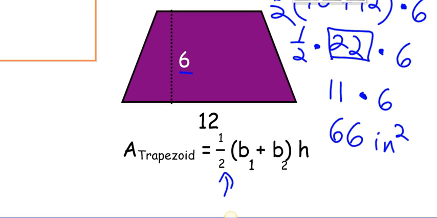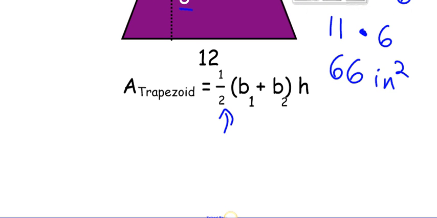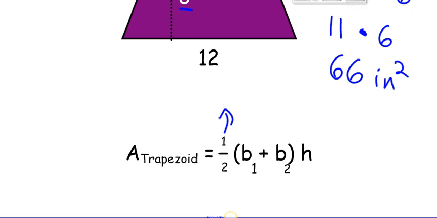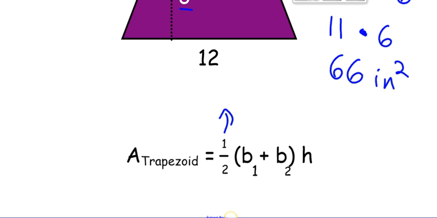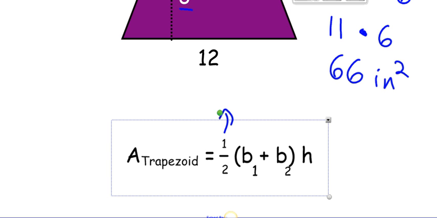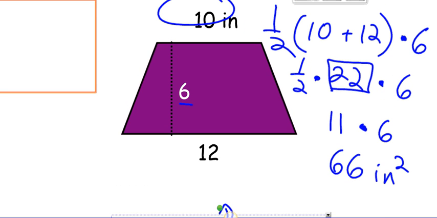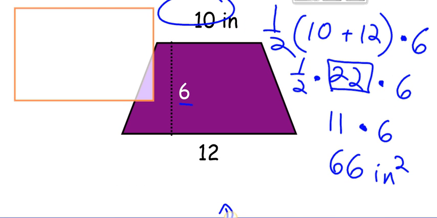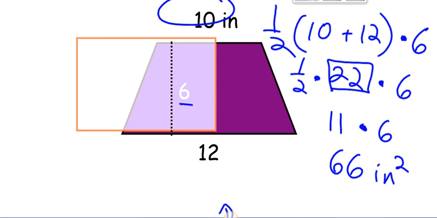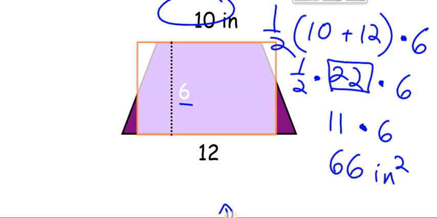So the key idea here is that, as strange as this formula looks, we're using principles we've already understood. We have a half times the base plus the other base, so we're finding an average, times the height. By finding that average, in essence, we are creating this rectangle, which is the area of that trapezoid.